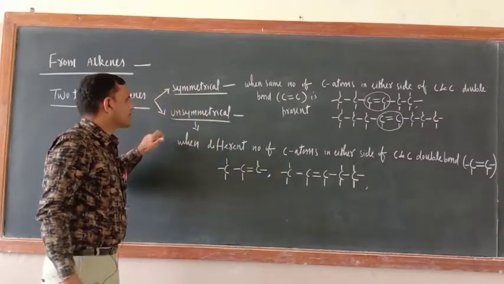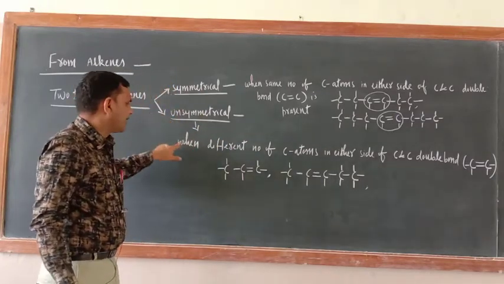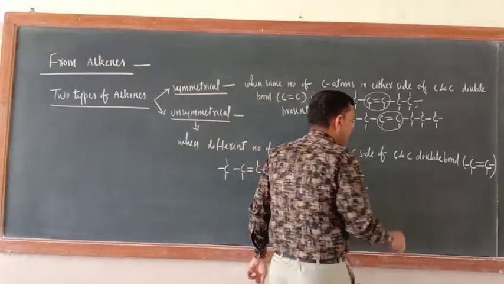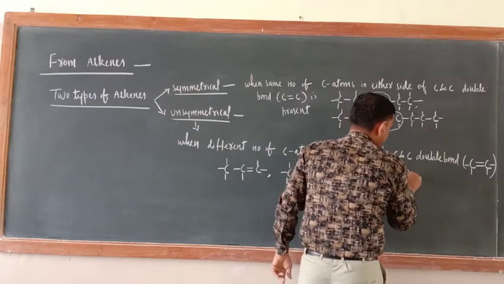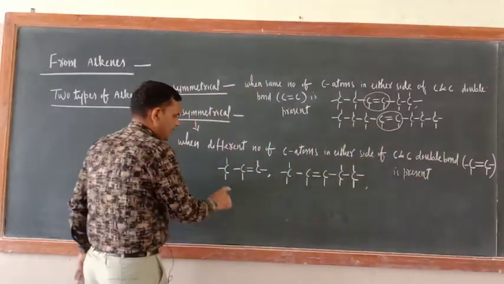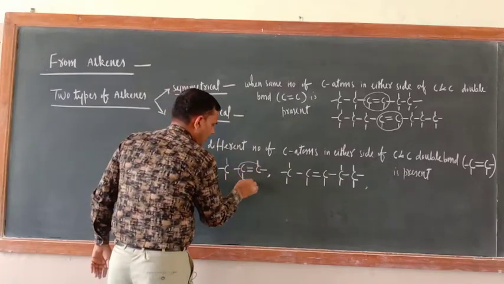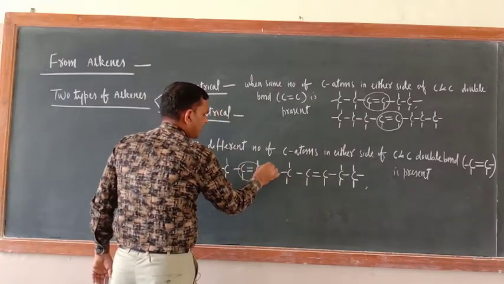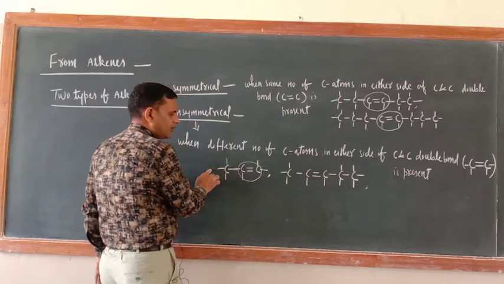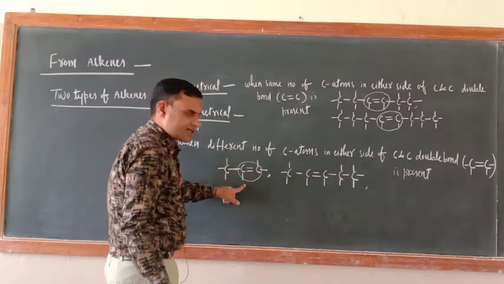Just the opposite of symmetrical alkene is unsymmetrical: when a different number of carbon atoms is present on either side of the carbon-carbon double bond. Just see these two examples. This is the carbon-carbon double bond. This side carbon is not there, hydrogen is there. This side only one carbon atom is there. Okay, so this will come under unsymmetrical.